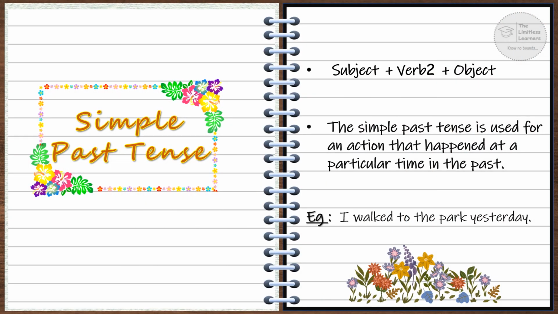Let's head over to the next tense. 1. Simple past tense. Subject plus verb, second form, plus object. The simple past tense is used for an action that happened at a particular time in the past. Example: I walked to the park yesterday.